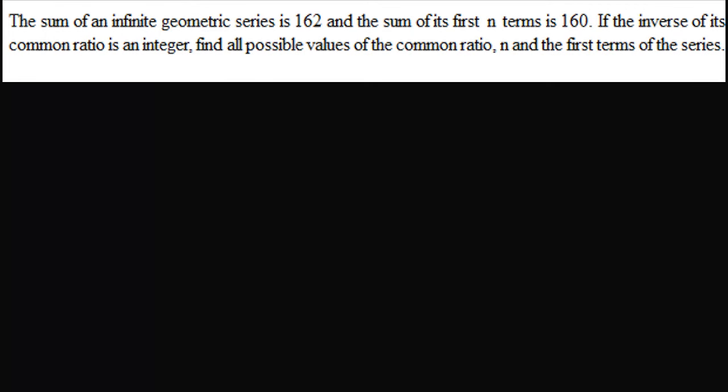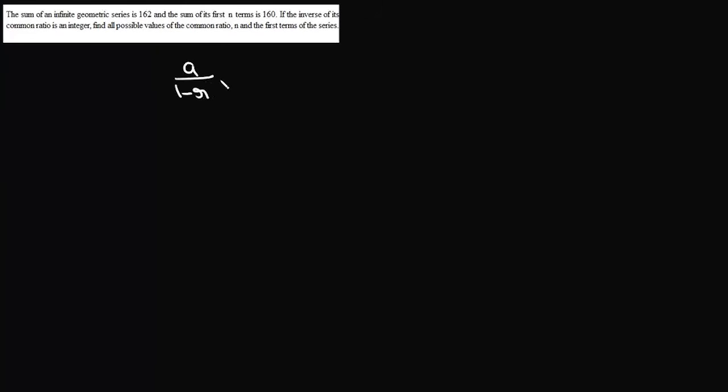Now the question is: the sum of an infinite geometric series is 162. So let the sum be a upon 1 minus r, and this is 162, and the sum of n terms will be 160. So it will be a into 1 minus r to the power n upon 1 minus r, and this is 160. If the inverse of its common ratio is an integer, find all possible values of the common ratio.